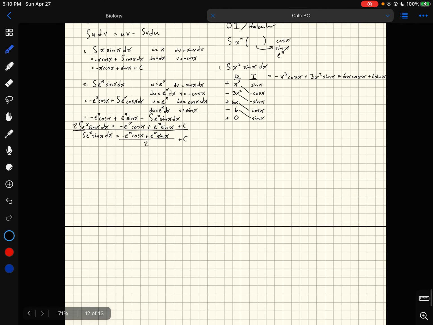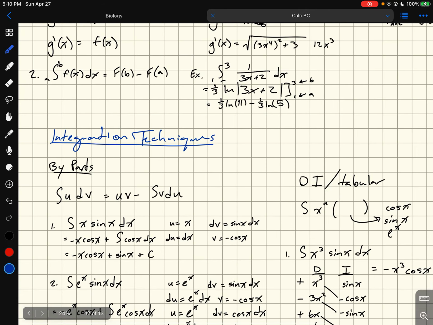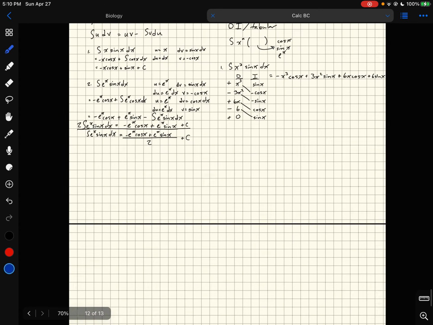Continuing on our integration techniques. This is missing an S, I just noticed. We have integration by partial fractions.